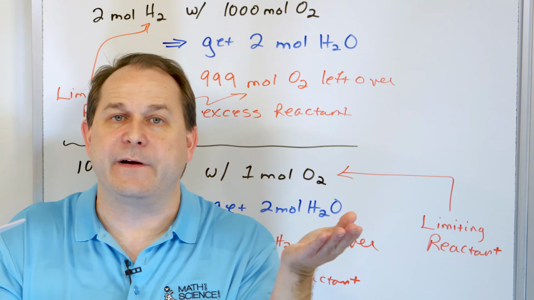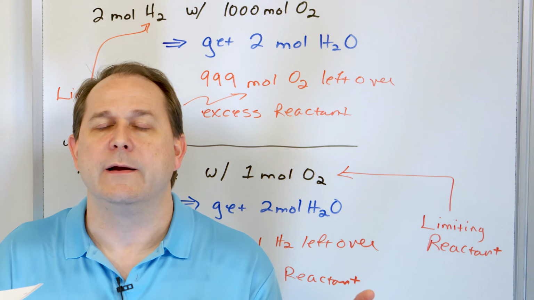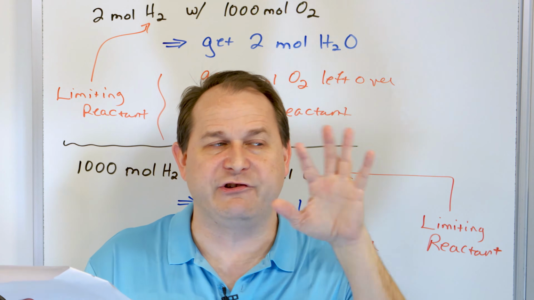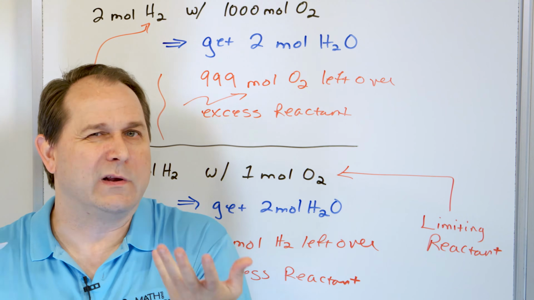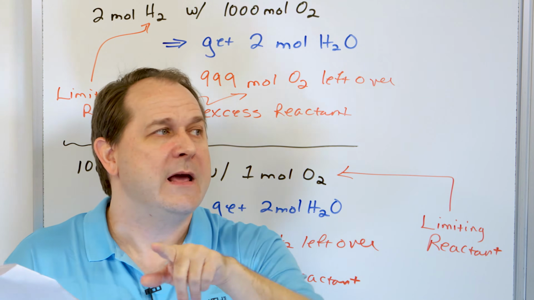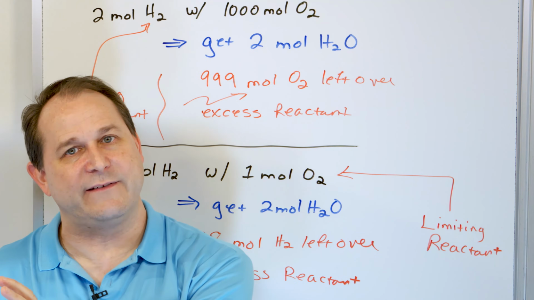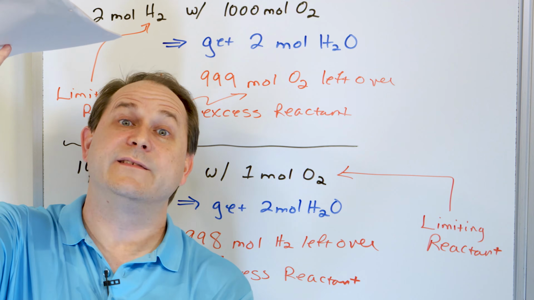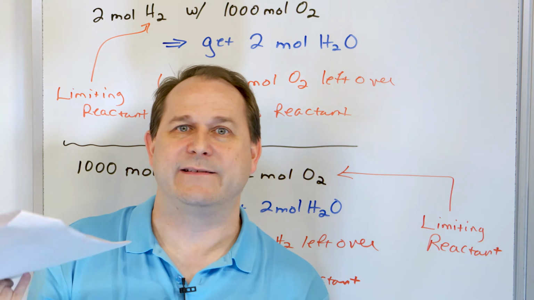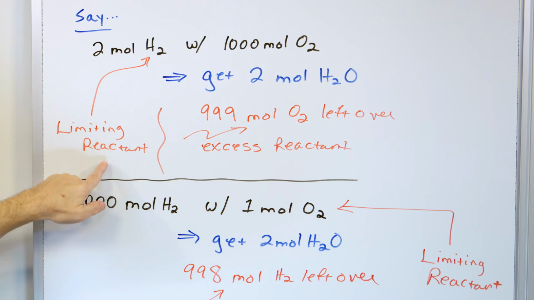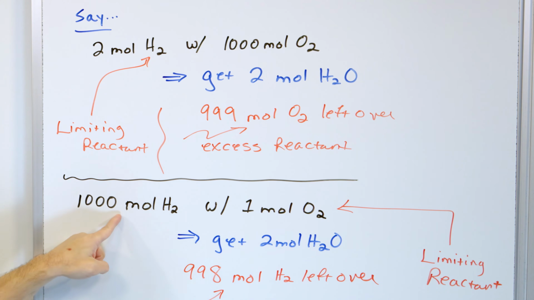I gave you a very common reaction that we should know in our mind, water. If we have 2 moles of hydrogen and 1 mole of oxygen, then everything is depleted. There's no real limiting reactant. Everything is used up, and we have 2 moles of water. If I give you a ton of excess hydrogen, then the oxygen is the limiting reactant. But if I give you a lot of excess oxygen, then the hydrogen is the limiting reactant.